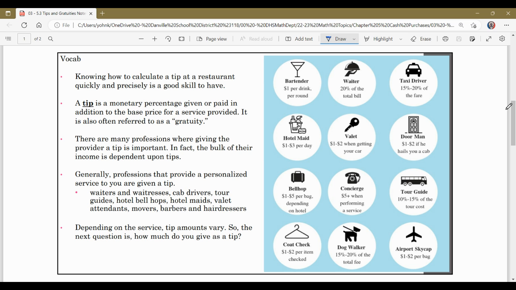Waiters, waitresses, cab drivers, tour guides, hotel bellhops, hotel maids, valet attendants, movers, barbers, hairdressers. Depending on the service, these tip amounts can vary. So if you want to know how much you should give as a tip, I gave a little graphic here that gives you some of the more popular places that get tipped, and you can look at them and see if you agree or not. The most often one is a waiter. 20% of the bill. That's usually a really good percentage to give.